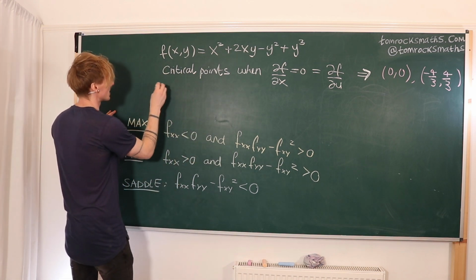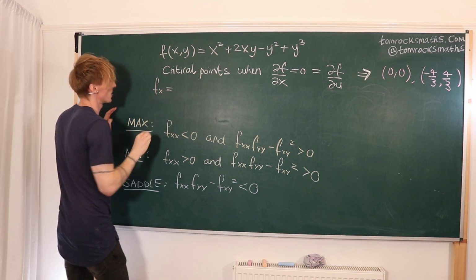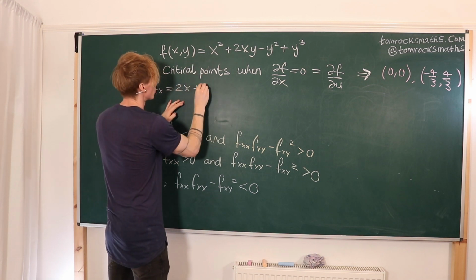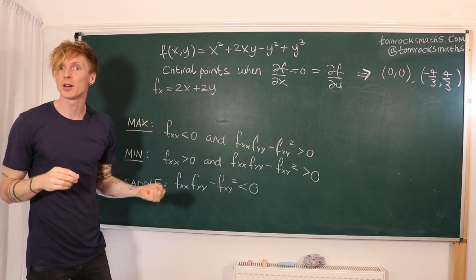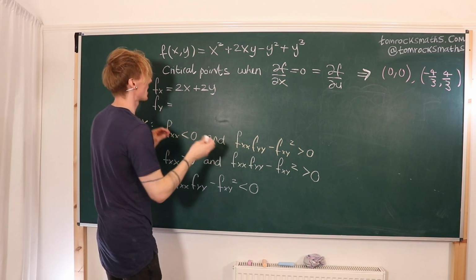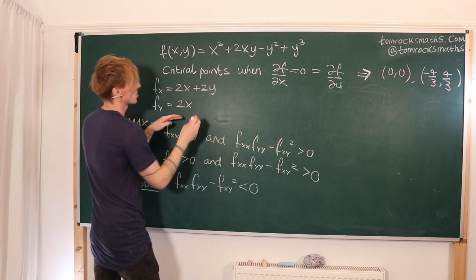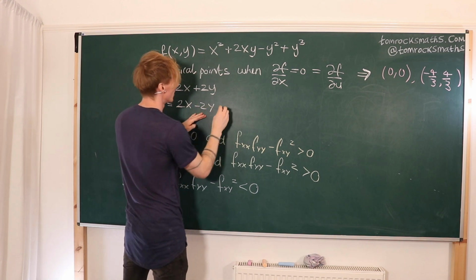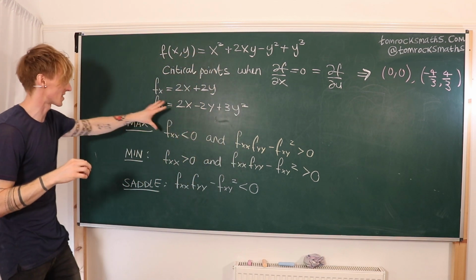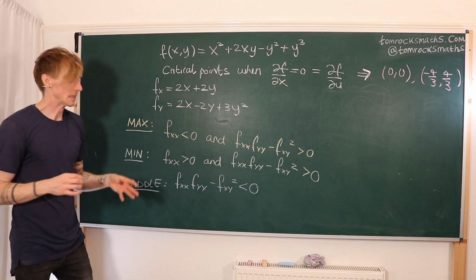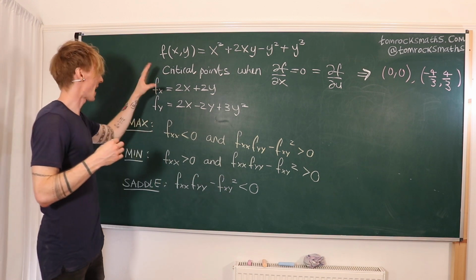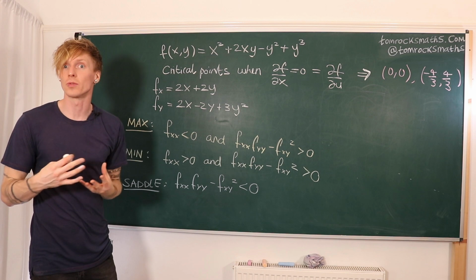So we already calculated df by dx, but we can quickly do that again. We're going to get 2x plus 2y for the x partial derivative. We know the y partial derivative, df by dy, we calculated before as 2x minus 2y plus 3y squared. Now, our classification system using the discriminant requires us to know fxx, fyy, and fxy. So let's calculate those from these two first order derivatives.